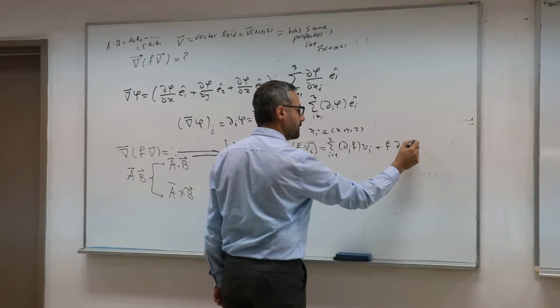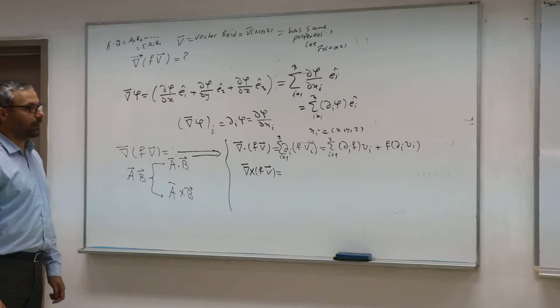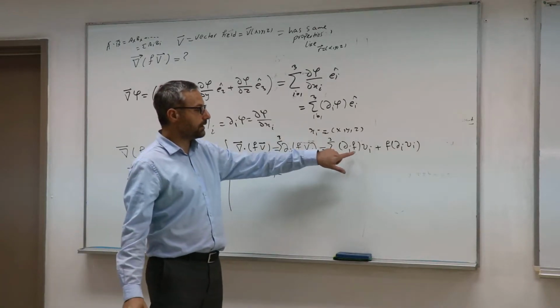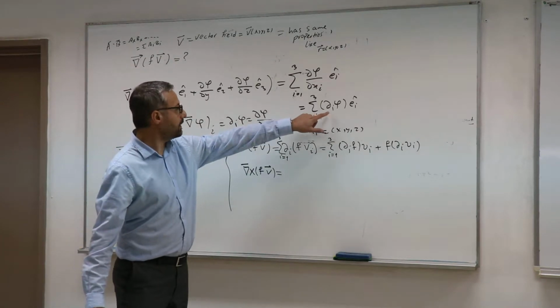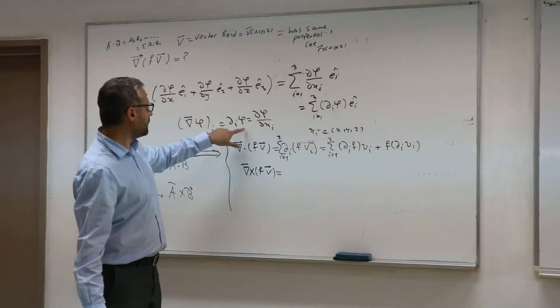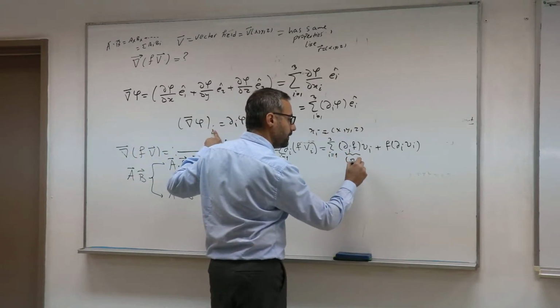Partial derivative. Okay, what is the partial derivative? You see what that is? This is the i component of the gradient. So this is actually the gradient of f, component i.